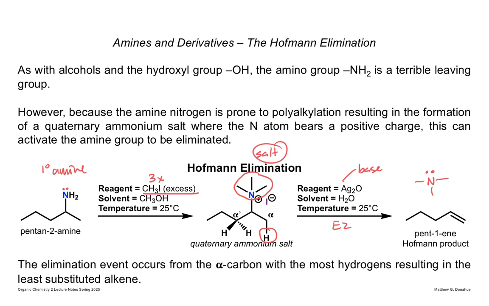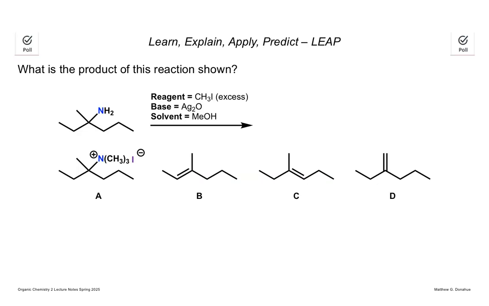So the rule is basically that when you look at the carbon bearing the amine, the carbons next door, the one with the most hydrogens is the one that undergoes the elimination. You can do that for practice. It will help you on the exam.